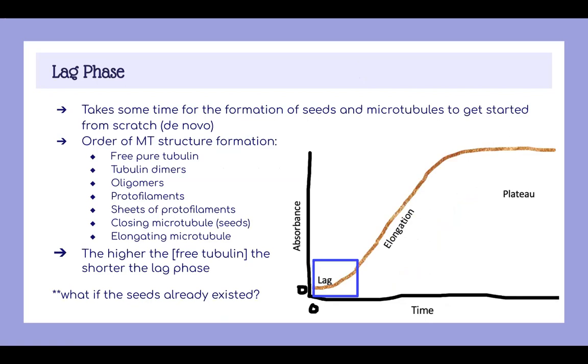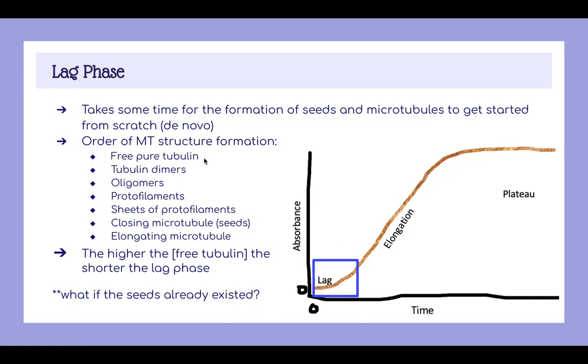Okay, now we're going to talk more in depth on the lag phase. As Tina said, it takes time for us to form the microtubule. It happens over a period of time; it doesn't just happen right away. Since we said that microtubules form from scratch, from nothing, we start with the lag phase, because we don't have a lot of microtubules formed yet.